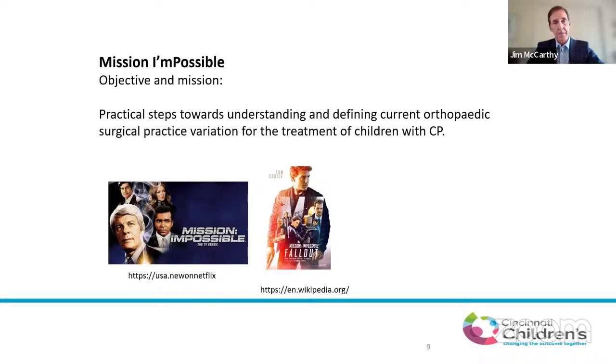We call it Mission Impossible because we've really been trying to do this for a long time. And we thought if we could accomplish this and do it in a relatively short time, that would be a wonderful accomplishment. Also because of the movie, and also because Audrey Hepburn, who, if many of you know, was a wonderful spokesperson for UNICEF. And she said, nothing is impossible. Even the word itself says I'm possible.